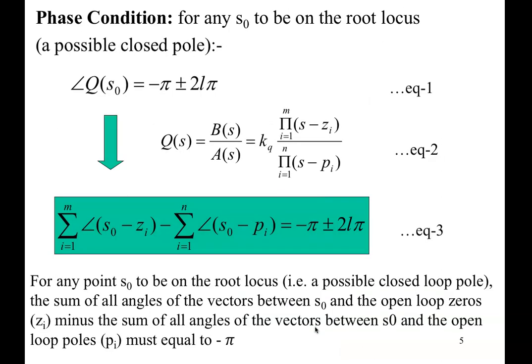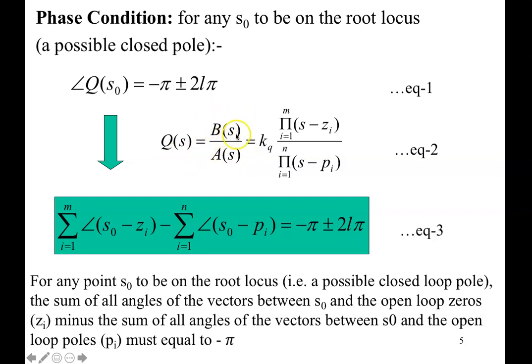So to start with the phase condition, I'm just interpreting equation number 1 here. The phase angle of Q(s) must equal minus pi plus or minus 2L pi, to see how we can actually find all the possible closed loop poles. Q(s) is the open loop transfer function. Substitute s0 into here for a point to be on the root locus. This must stand. Q(s) equals B(s) over A(s), as we defined before.